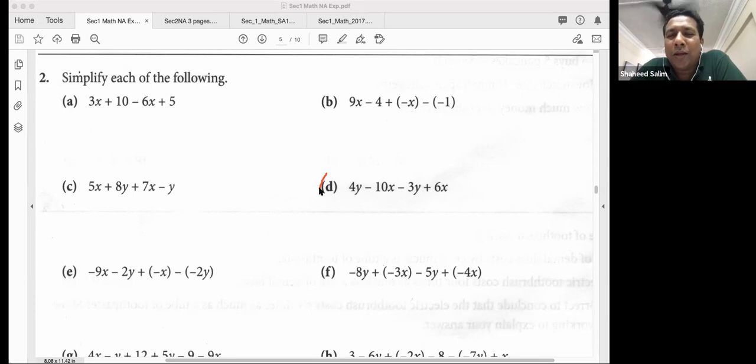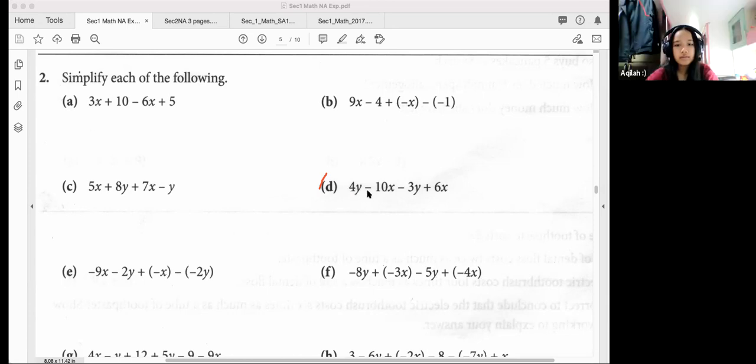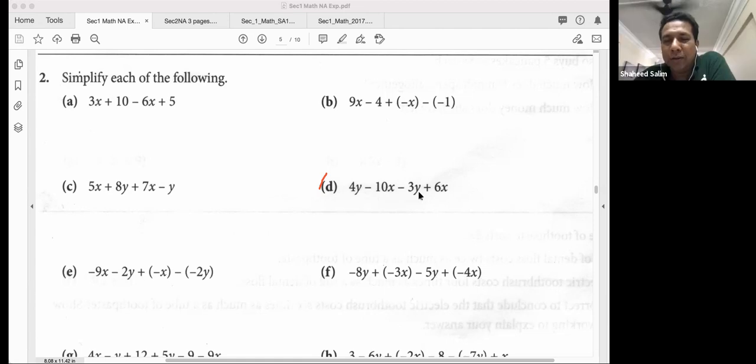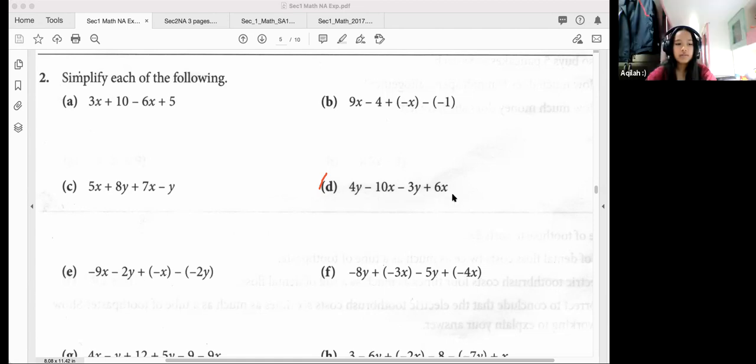Okay, so what are the steps you do? You group the Y together, is it? And then you group the X together. So when you group the Y, how do you know the sign that is attached to the term? Like this is called a term. How do you know what the sign is? This one, is it minus or plus for Y? Plus. Okay, so this one is minus, this one minus, plus, plus.